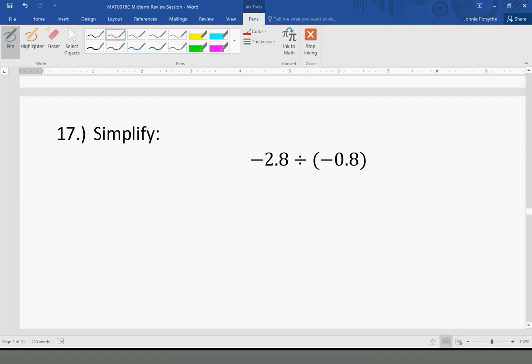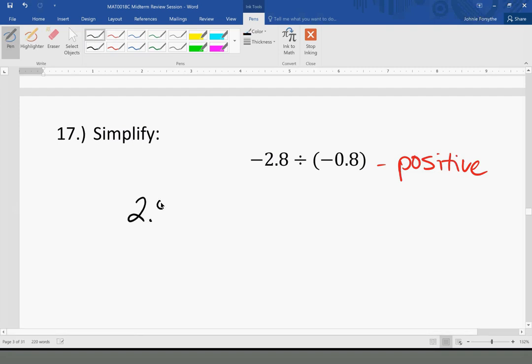All right, so next, simplify negative 2.8 divided by negative 0.8. So let's go ahead and take care of the signs here. A negative divided by a negative, the same signs, the answer is going to be a positive answer. So let's just ignore the negatives and just take care of the division here. So 2.8 divided by 0.8. We need to move this decimal one place on the outside, so we're going to move it once in here, and then the decimal is going to go right there.